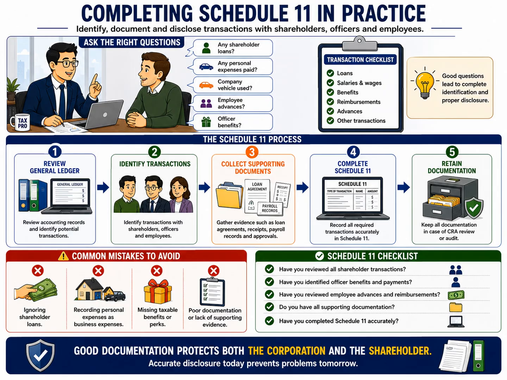Before filing the return, complete one final review. Confirm that you've examined all shareholder transactions, identified officer benefits and employee advances, gathered supporting documents, and accurately completed Schedule 11. The most important takeaway is that good documentation protects everyone involved. It protects the corporation, supports the shareholder and employees, and demonstrates that transactions have been recorded honestly and transparently. Careful record keeping today can prevent costly questions, reassessments, and disputes in the future.